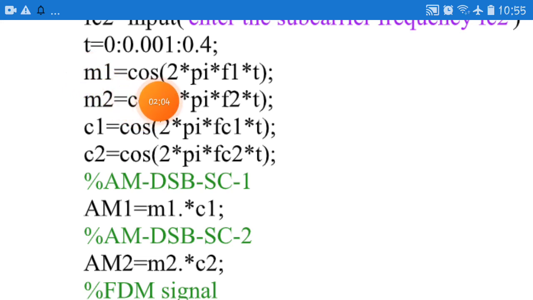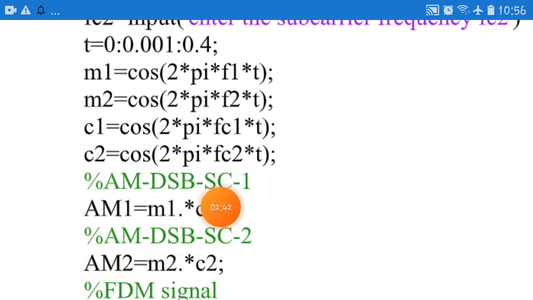So M1 is equal to cos of 2 pi F1 T, it is the first message signal, and M2 is the second message signal, cos of 2 pi F2 T. F2 is the frequency of the second modulating signal, second message signal, and T is substituted. So M1 and M2 both are modulating signals, message signals. Similarly, C1 is cos of 2 pi FC1 into T, and C2 is equal to cos of 2 pi FC2 T. So C1, C2 both are carrier signals.